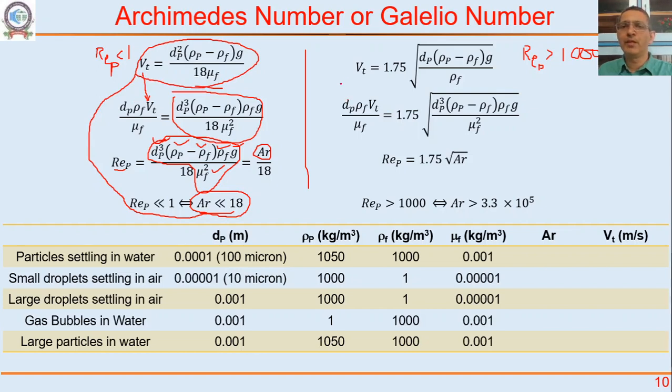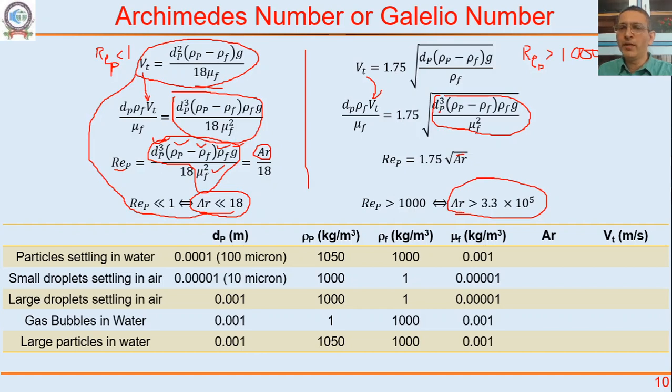Look at the other extreme. Terminal velocity is given by this expression. I can put that here in the particle Reynolds number definition, and rearrange. What we will find is this expression. You will find that the left hand side is the particle Reynolds number, 1.75 square root Archimedes number. It's the same expression that is appearing. So if the Reynolds number is greater than 1000, it means 1.75 square root Archimedes number is greater than 1000, which means the Archimedes number has to be greater than 3.3 into 10 raised to 5.